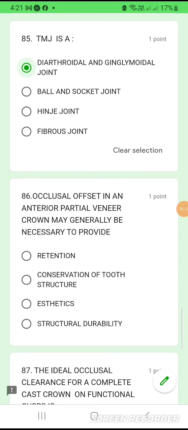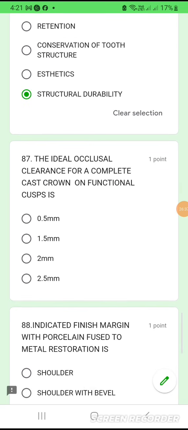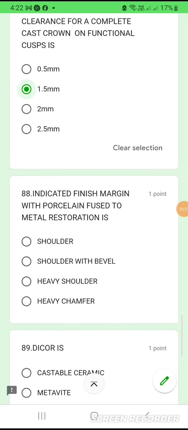Question number 86. Occlusal offset in an anterior partial veneer crown may generally be necessary to provide retention, conservation of tooth structure, aesthetics or structural durability. So if you give an occlusal offset, it will always give structural durability. Question number 87. The ideal occlusal clearance for a complete cast crown on functional cusp is around 1.5 mm. You have to give the clearance. Okay, occlusal clearance for a complete cast crown on functional cusp is 1.5 mm.